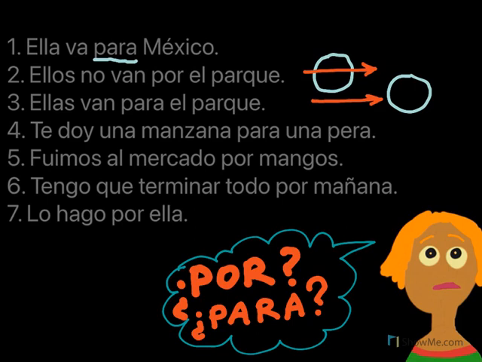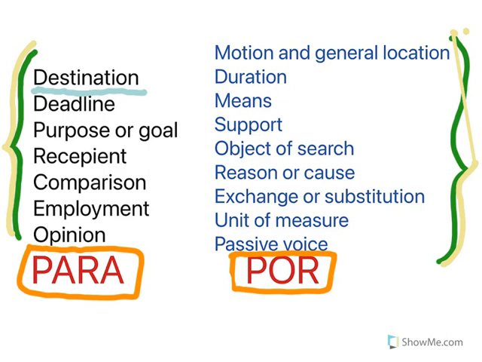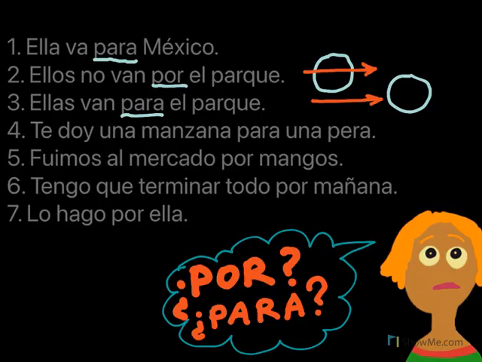The next one is "Te doy una manzana." So these ones, sorry, are both correct. "Te doy una manzana para una pera." And you're going back and you look at it and you see, exchange or substitution. Exchange is por. So it is not para una pera, it is por una pera. I'm going to give you an apple in exchange for a pear.